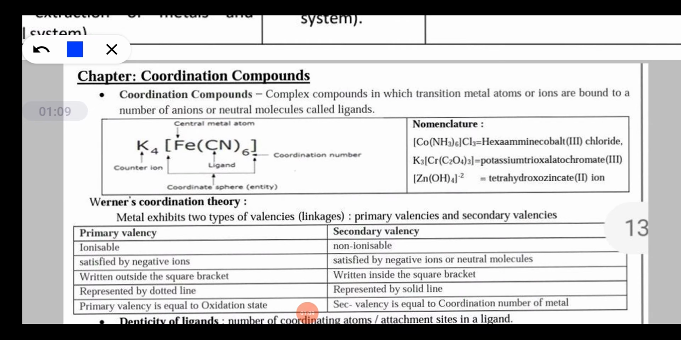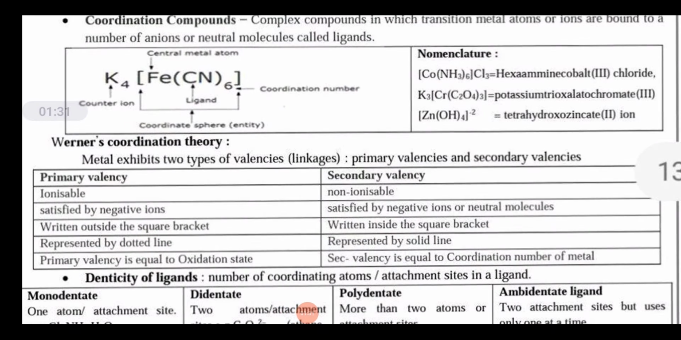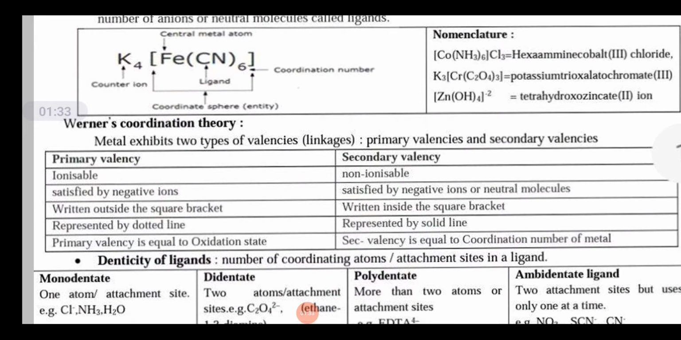Coordination compounds are compounds in which the transition metal atom or transition metal ion is bonded to a number of anionic or neutral molecules which are called ligands. So a coordination compound basically contains two types of valences. One is called primary valency and another is called secondary valency. This was the major achievement or discovery of Werner's coordination theory. Werner said that coordination compounds have two types of valency. The primary valency is ionizable and the secondary valency is non-ionizable.